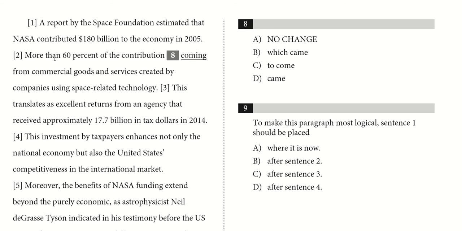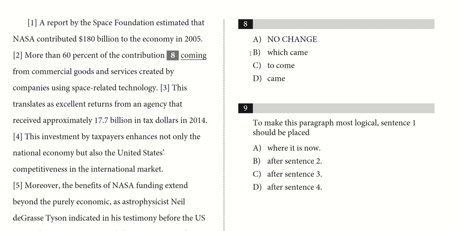It's like, okay, so more than 60% of the contribution coming from commercial goods and services created by this, and this. Like, okay, the contribution did what? Right? There's no verb that says what this contribution did. Because this whole thing becomes the subject if you keep it as is. So we need to change it. So A can't be the answer.